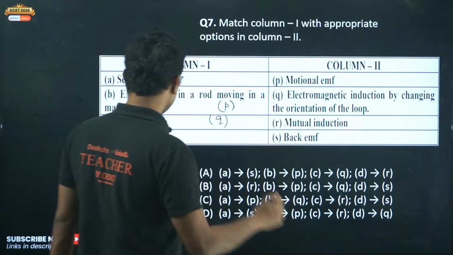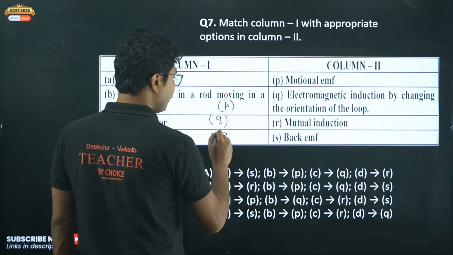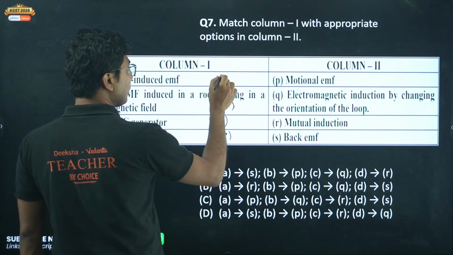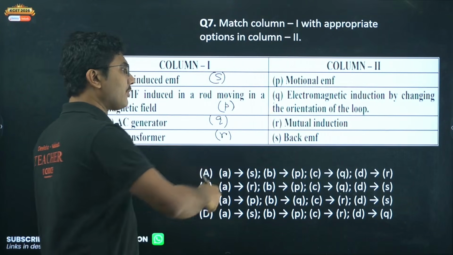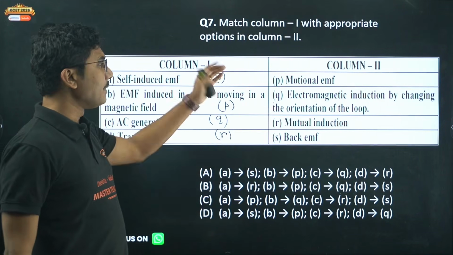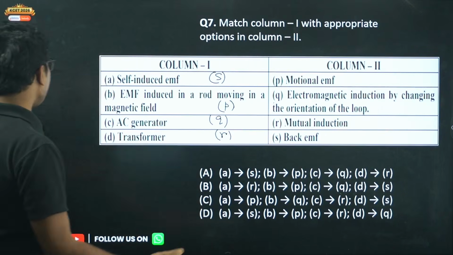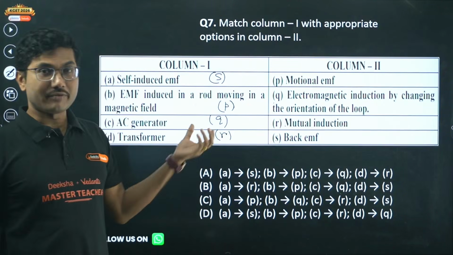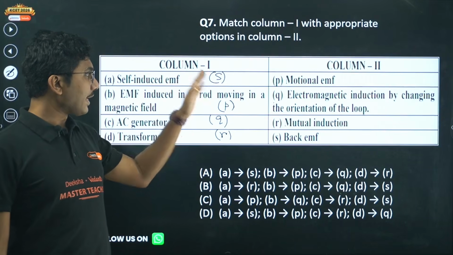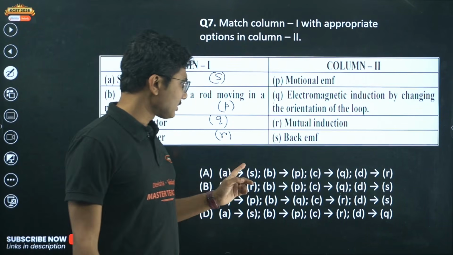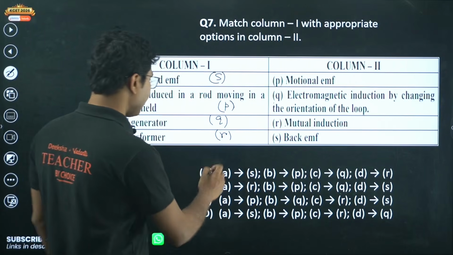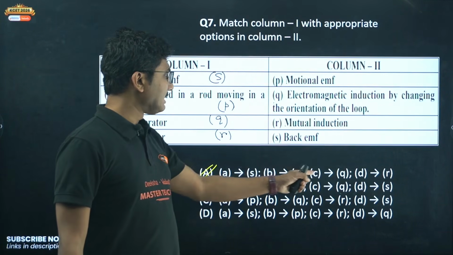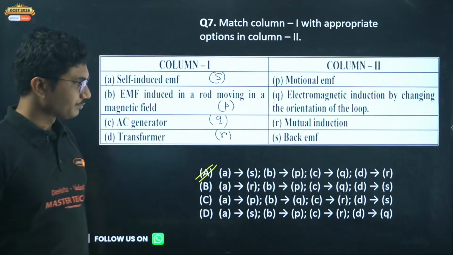Mutual induction: the transformer works under the principle of mutual induction, and the self-induced EMF then must be equal to back EMF. If you are not sure, try to match whatever is there, and the remaining one you can figure out. If not, then check whether the matches that you have done are unique or not. So S, P, Q, R, let's see, option A is correct. Okay, A with S, B with P, C with Q and D with R.